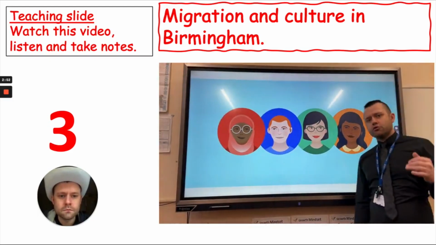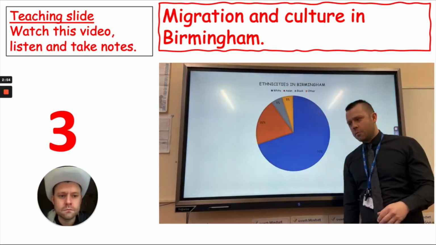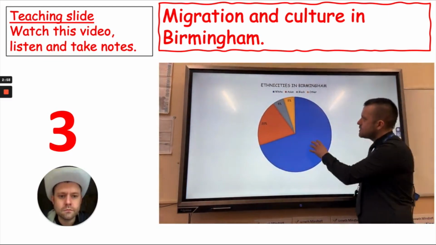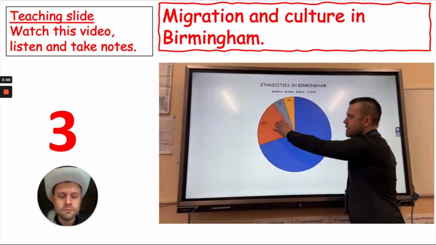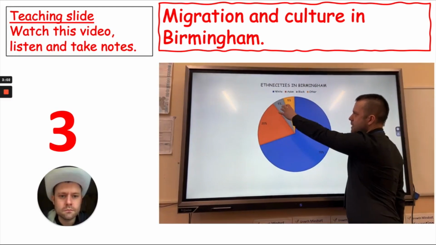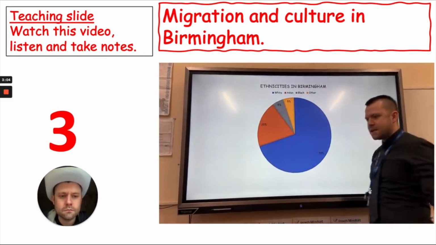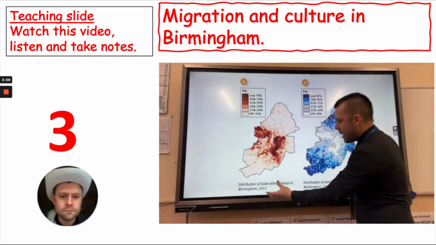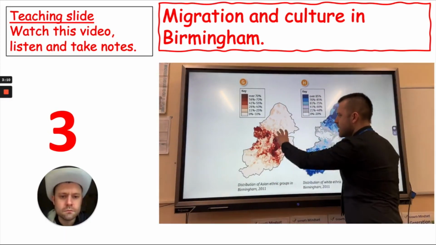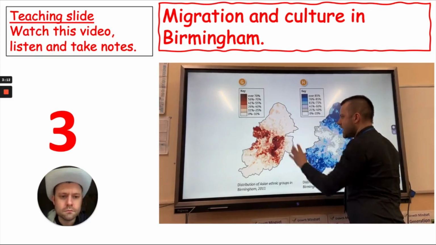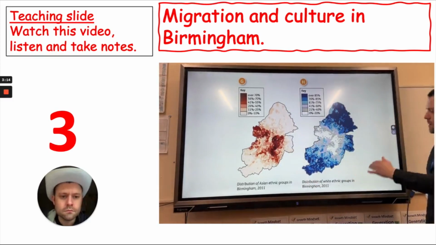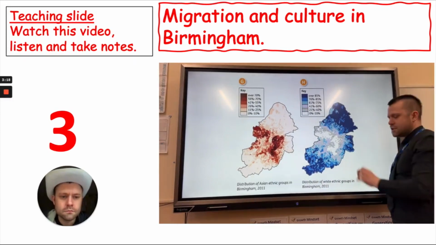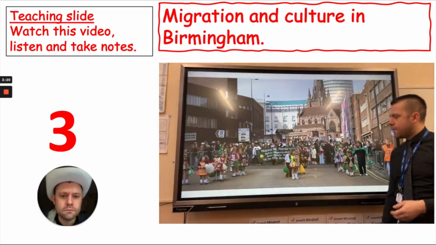It's also culturally diverse due to international migration. If we look at a breakdown of the ethnicities, you can see that 70% of the population is white, 20% is Asian, 5% of people identify as black, and 5% of people identify as other. In terms of distribution, people of Asian ethnicity tend to live in the inner city area of Birmingham. However, people of white ethnic backgrounds live in the north, south and eastern suburbs on the rural-urban fringe.